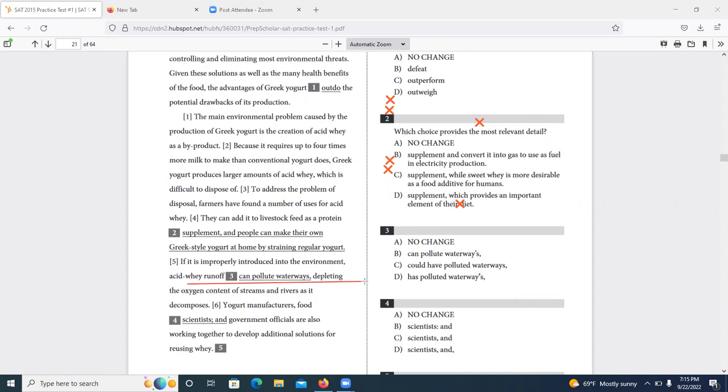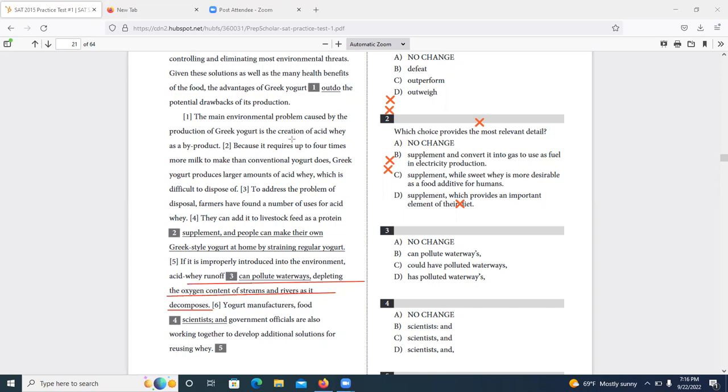Polluting waterways, depleting the oxygen content of streams and rivers, right? So that's our problem. So we want to state our problem before the farmer starts solving the problem. So this is going to go before sentence 3, and your paragraph is going to read, because it requires up to 4 times more milk to make than conventional yogurt does, Greek yogurt produces larger amounts of acid whey, which is difficult to dispose of.